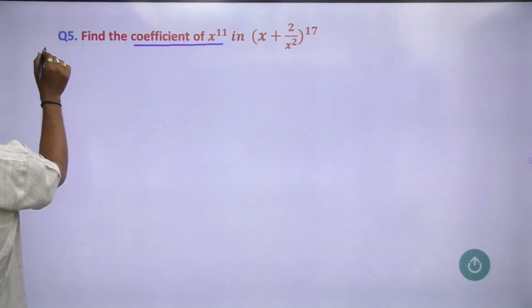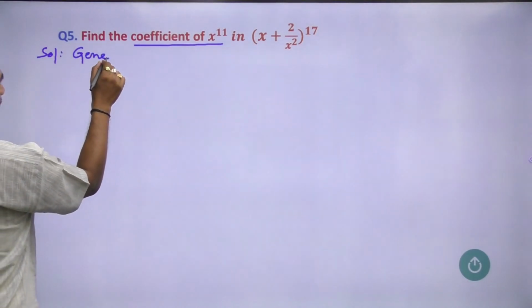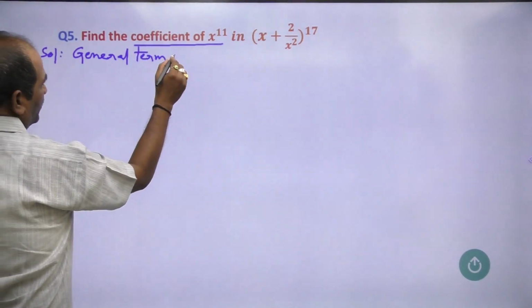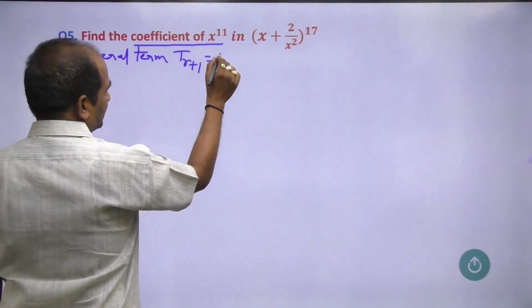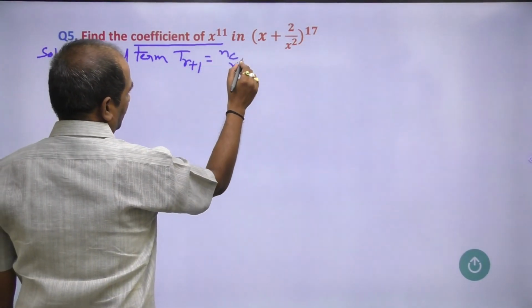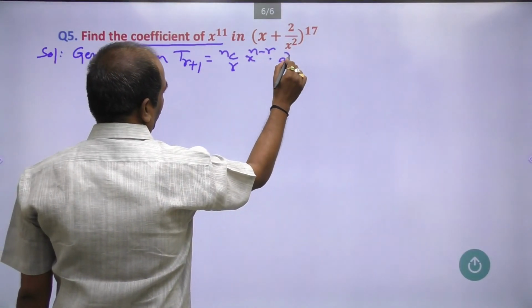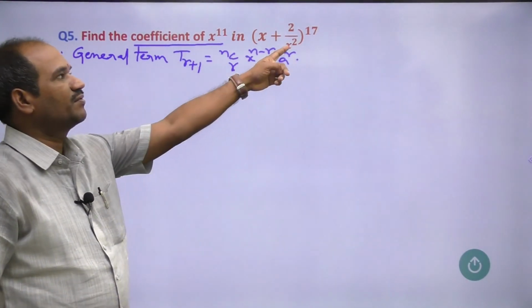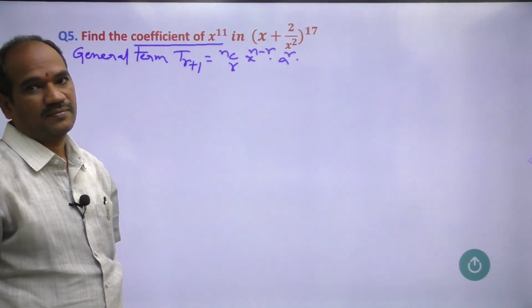See here in the solution, the general term. T(r+1) is equal to nCr into x power n minus r into a power r. This is the general term. So replace here the n value by 17, the x value by x, and the a value by 2 by x square.